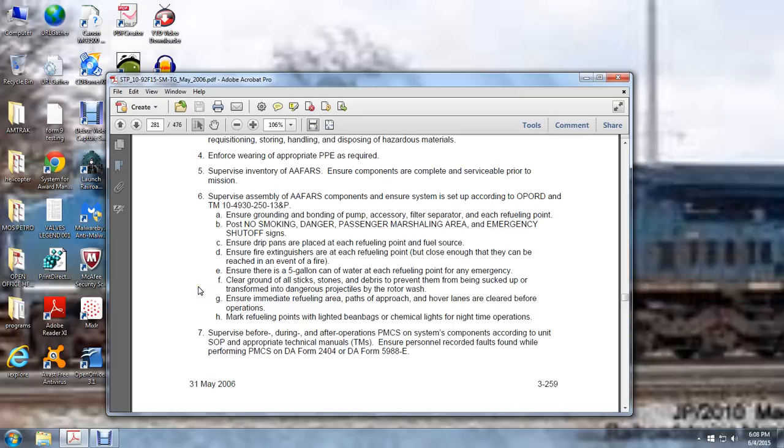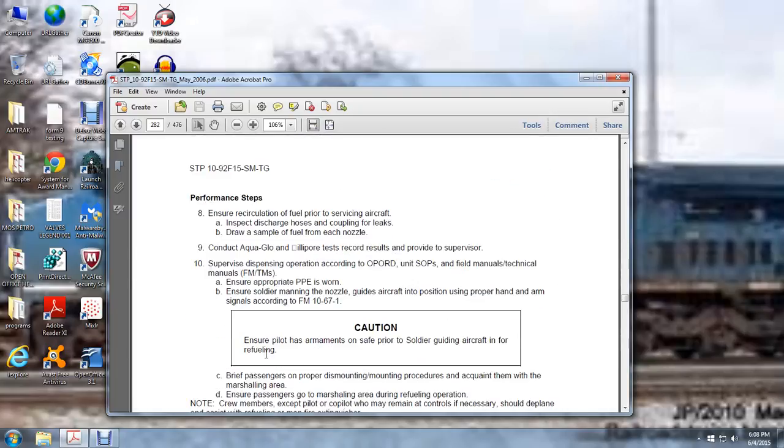Supervise before, during, and after operations preventive maintenance checks and services on system components according to the unit standing operating procedures and appropriate technical manuals. Ensure personnel record faults found while performing the preventive maintenance checks and services and file them with the DA Form 2404 or DA Form 5988-E. Ensure recirculation of fuel prior to the service of aircraft.